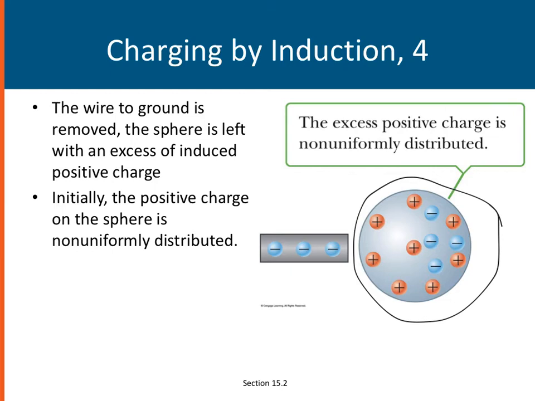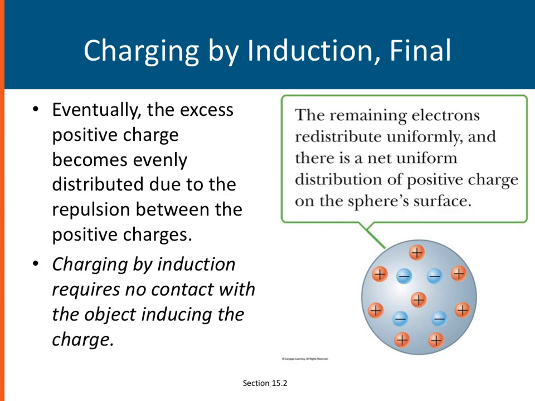Initially, the positive charge on the sphere is non-uniformly distributed. You'll see that they'll be kind of stuck over in this area, all the positive guys, but then eventually they're going to spread out once you remove the rod. Like I said, once you remove the rod, that positive charge will evenly distribute itself around the sphere because all the positive guys are going to repel each other. So they all want to get as far away from each other as possible, so they'll get evenly distributed, and the same thing will happen with the negative charge.